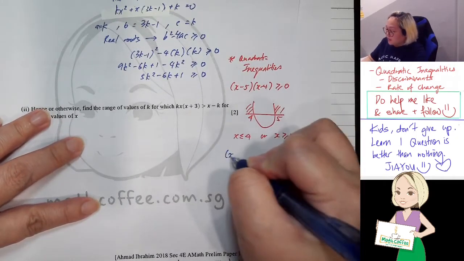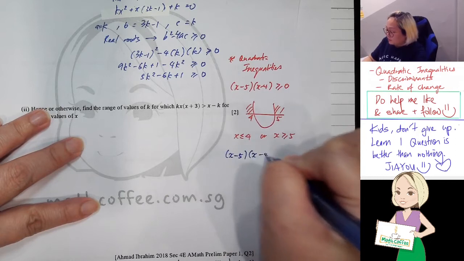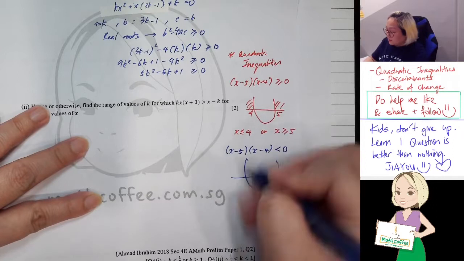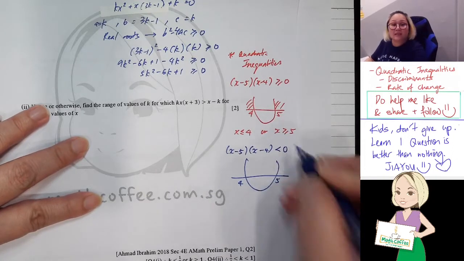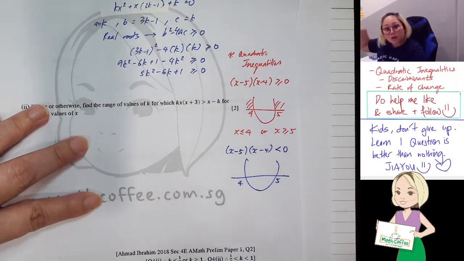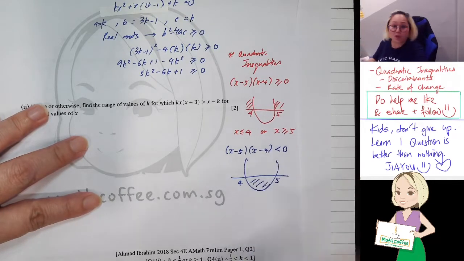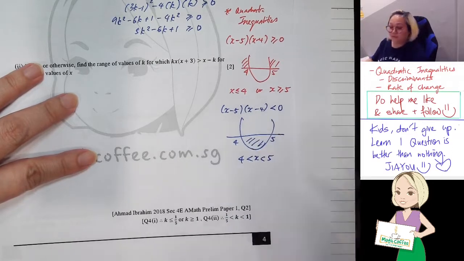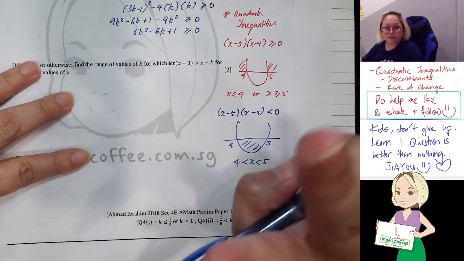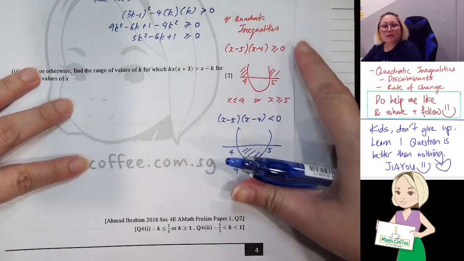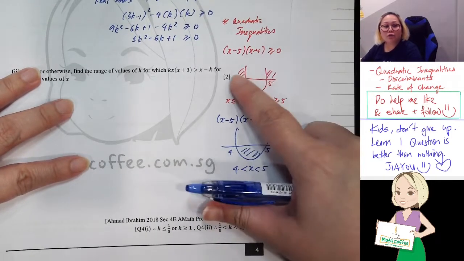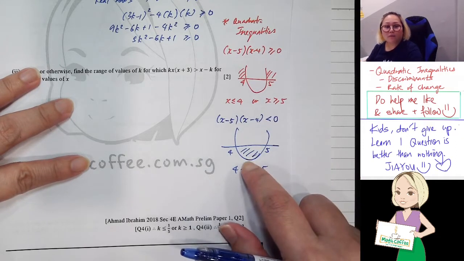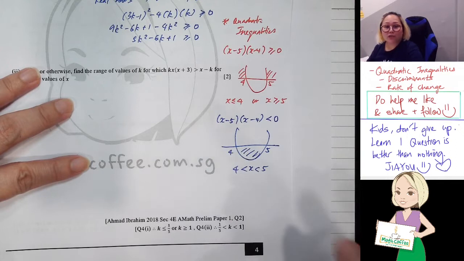So let me give another scenario. If it is (x minus 5)(x minus 4) less than 0, you also draw the same thing. You saw 4 and 5. Less than 0 means below the x-axis, below the horizontal line. So that means it's in between, so x is between 4 and 5. So you basically only have two regions. If it's more than 0, you shade the two corners. If it's less, you shade the in between. So you only have two regions to shade.